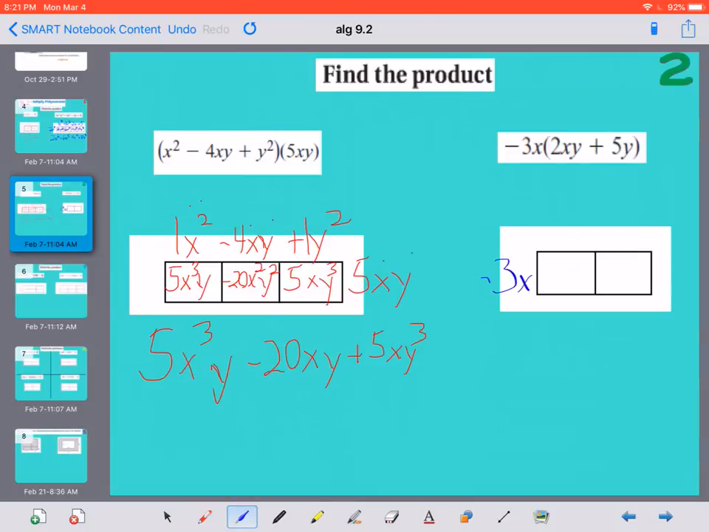Negative 3x times 2xy plus 5y. Negative 3 times 2 is negative 6. X times x is x squared. And then we just have a y, so I'm going to add that y there. Negative 3 times 5 is negative 15. And then we're going to have an x and a y. So negative 6x squared y minus 15xy.